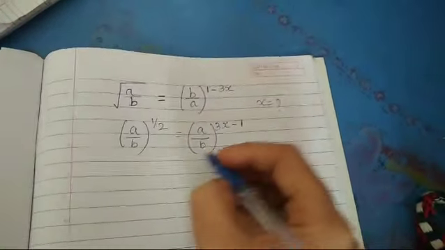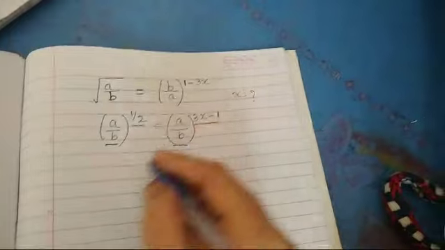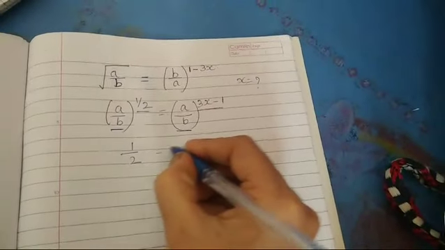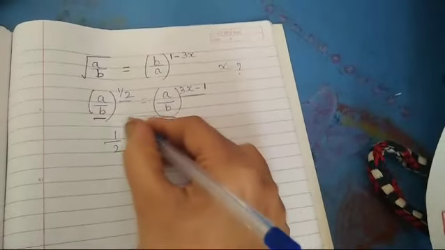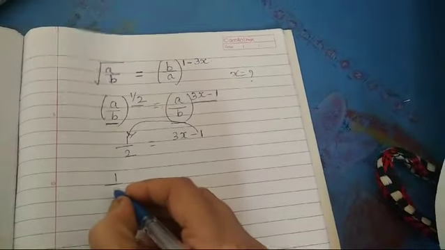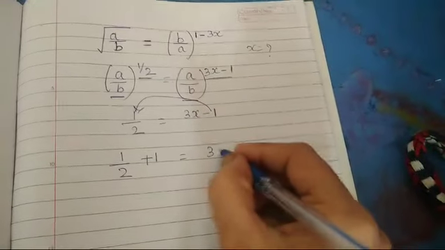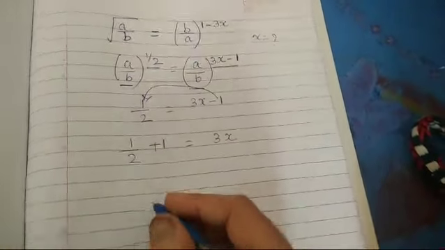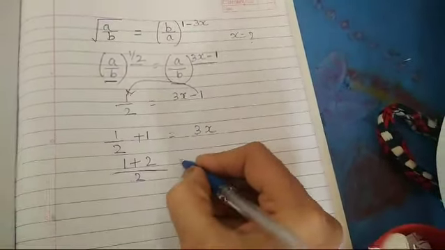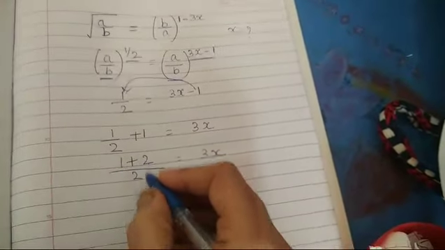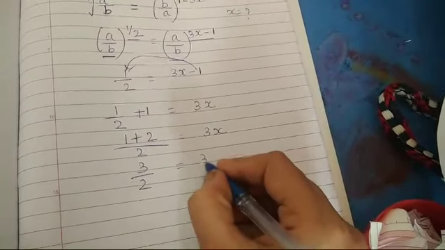Okay, then here see the bases are same, so I can take the powers and simplify. 1 by 2, and that is equals to 3x minus 1. Now take this 1 to this side. 1 by 2 plus 1, and that is equals to 3x. Now take the LCM of this. 2 here, 1 plus 2, and that is equals to 3x. 3 divided by 2, that is equals to 3x.